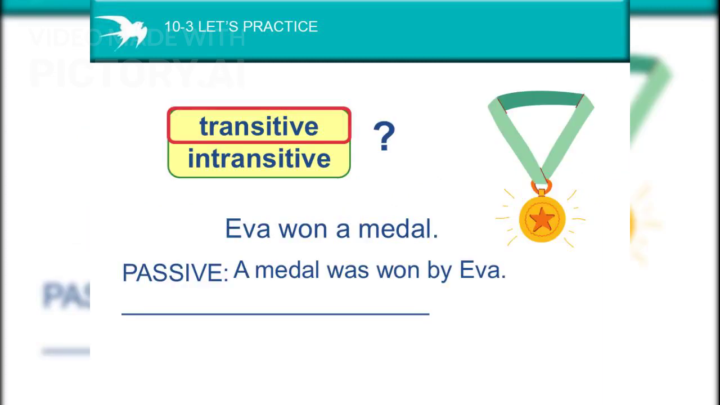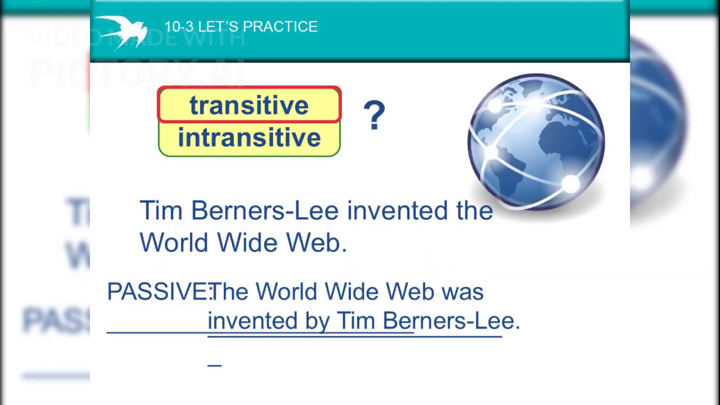For transitive verbs, Eva won a medal, becomes, a medal was won by Eva, in passive form. Tim Berners-Lee invented the World Wide Web, can be converted to, the World Wide Web was invented by Tim Berners-Lee, in passive form.